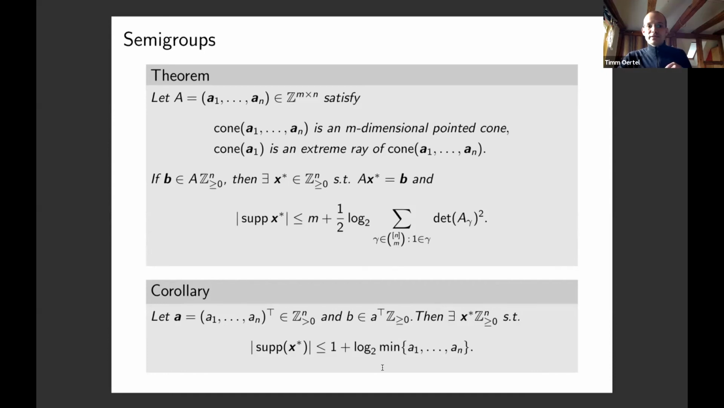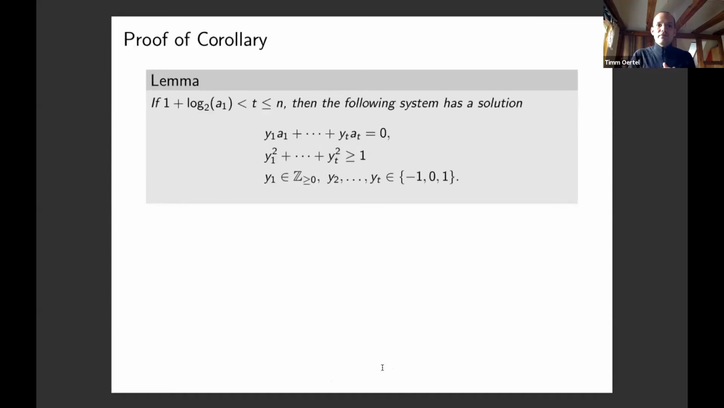At its core, there is a nice application of Minkowski, and I think it is easiest to show this for the one-dimensional setting, the knapsack setting, where we just have m equals 1. And I at least want to give you the main idea of the proof. What we can show is that if we have a solution with too many non-zero elements, we can find a direction in which we can perturb the solution without becoming infeasible. And that's essentially the statement of this lemma.